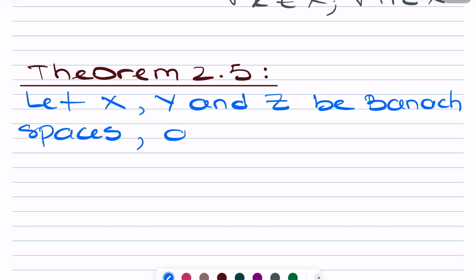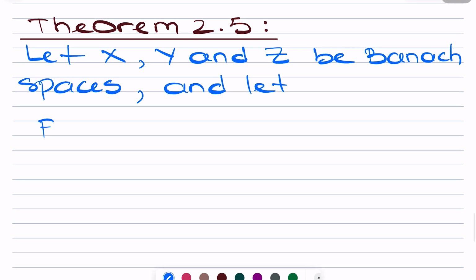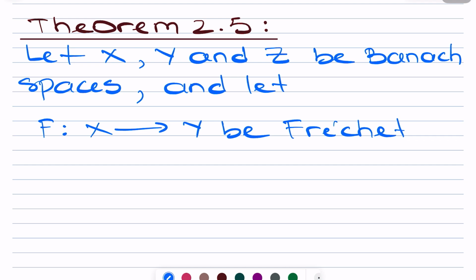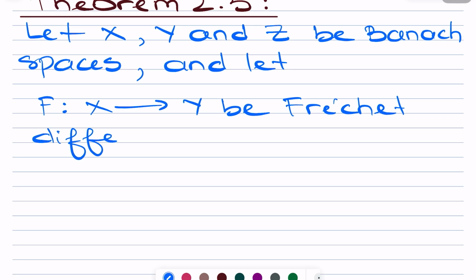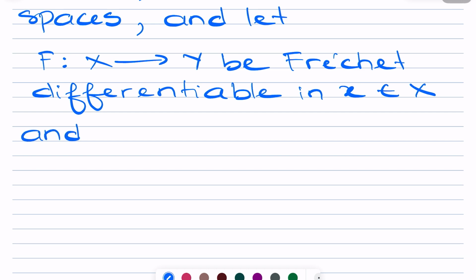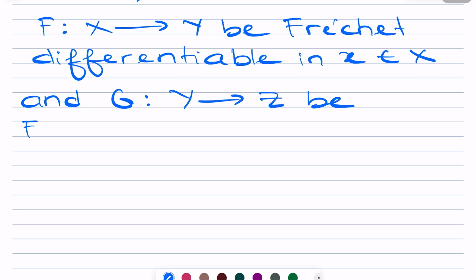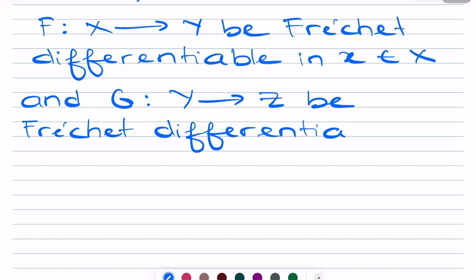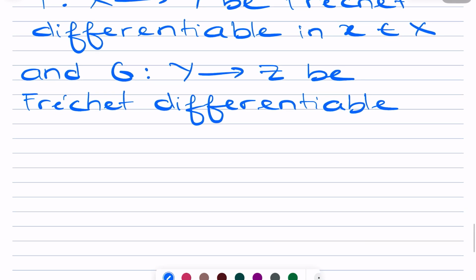Right, and let's say you have a function f defined from X into Y, be Fréchet differentiable in x, in capital X, and the function g defined from Y to Z, be Fréchet differentiable in y, which is actually the image of x via f in Y. So let me just highlight our assumption.